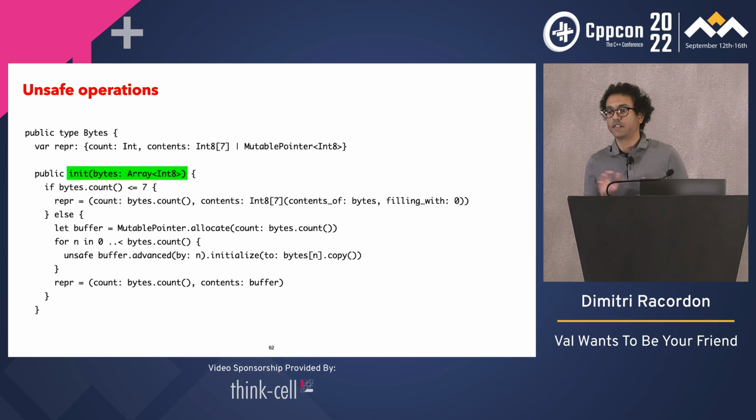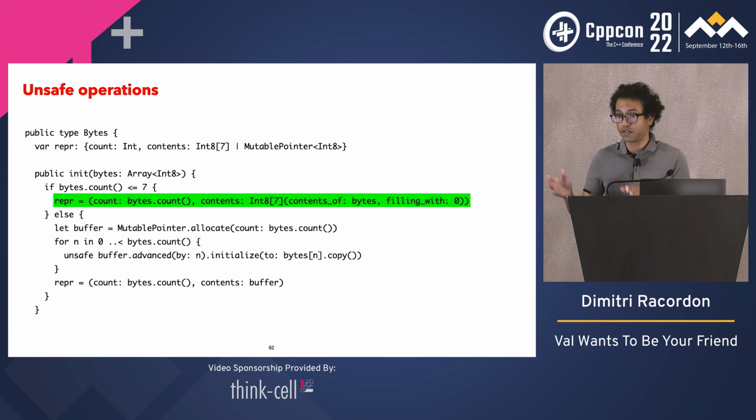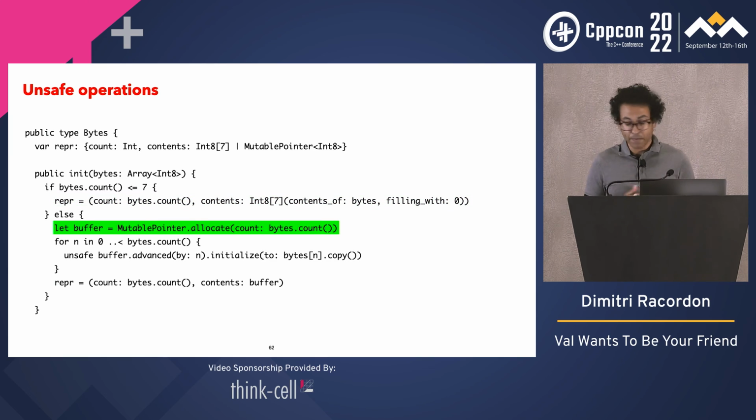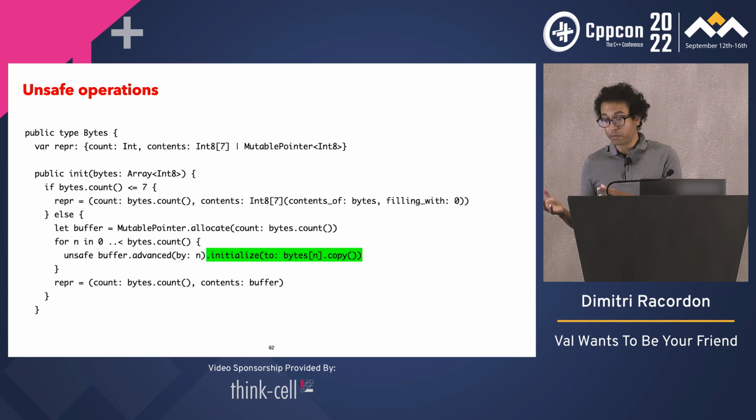Let's have a look at the initializer of the type now. First, we're looking at the size of the array that we got as an argument. If the array has 7 or less elements, then we can initialize the small buffer, and we're happy with ourselves. Otherwise, we can allocate a buffer dynamically and use unsafe operations to initialize its contents. So here we're performing pointer arithmetic to get the nth element of the buffer, and here we're using the result of that computation to initialize storage.